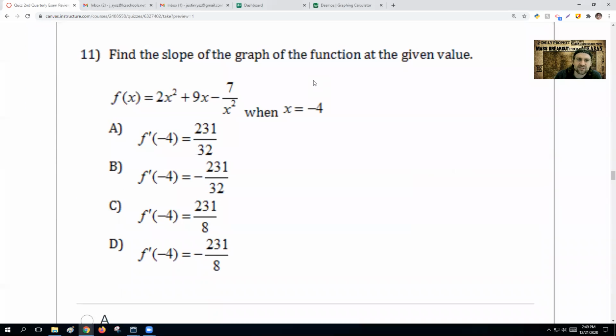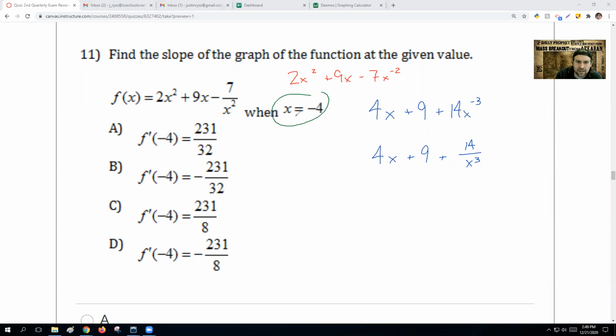Here we go. Find the slope of the line. All right, so let's change this to 2x squared plus 9x minus 7x to the -2nd. I don't like the way that looks, so I'm going to change it before I take the derivative. The derivative of this would be 4x plus 9, then plus 14x to the -3rd, or 4x plus 9 plus 14 over x cubed. Now that we've got that, we're going to plug in -4.